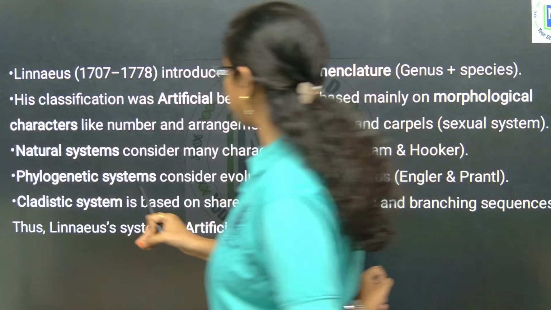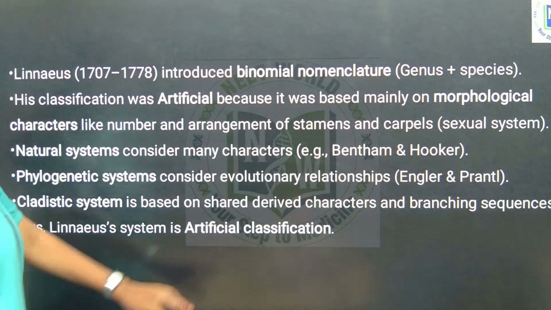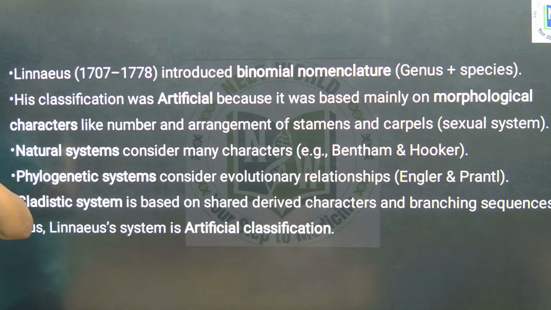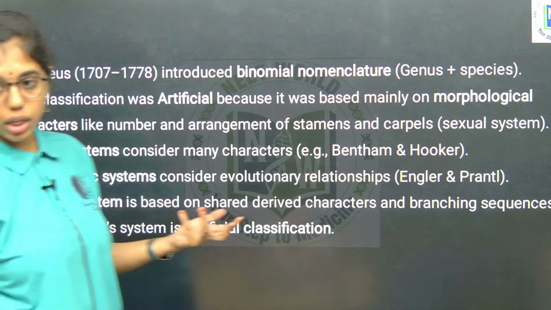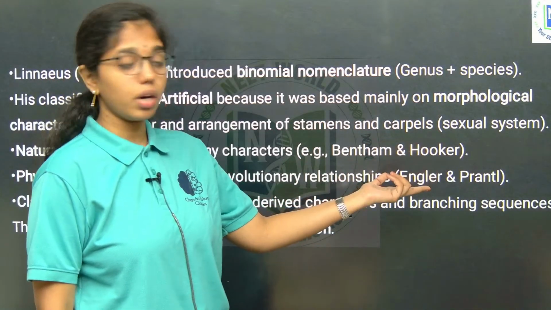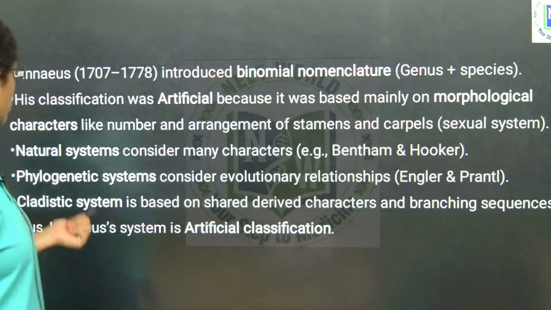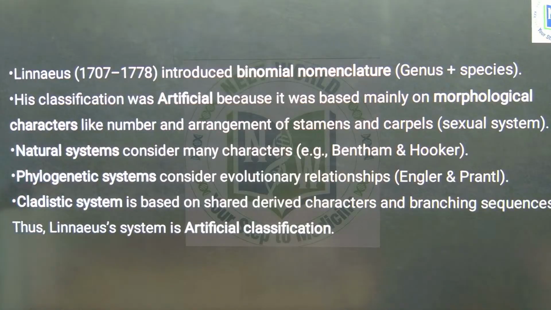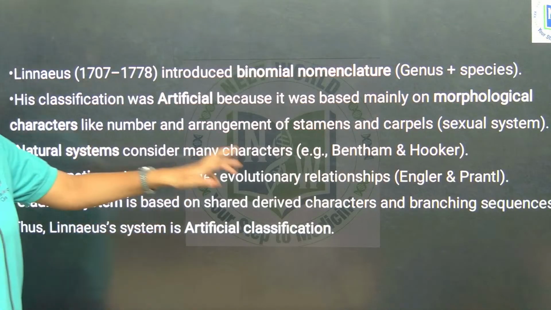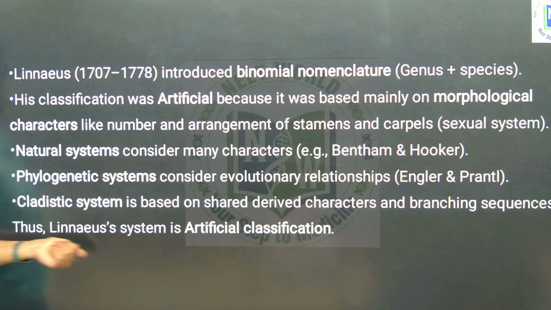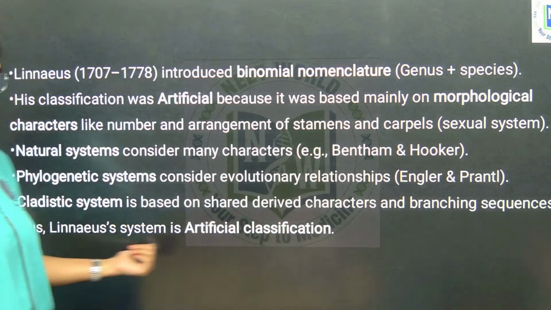Natural systems consider many characters, both external and internal. Bentham and Hooker were the proponents. The phylogenetic system of classification considers evolutionary relationships, for example Engler, Prantl. Next, the cladistic system is based on shared derived characters and branched sequences. Thus, the Linnaeus system of classification is an artificial classification.